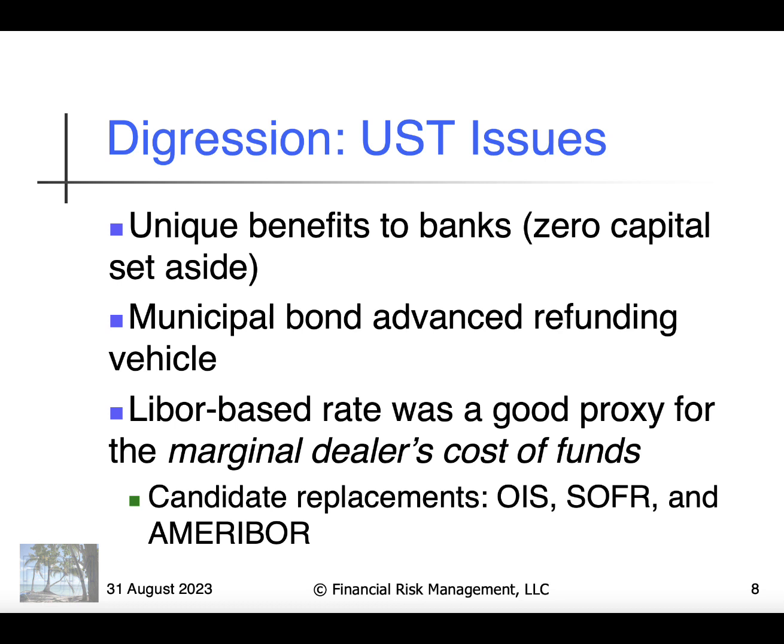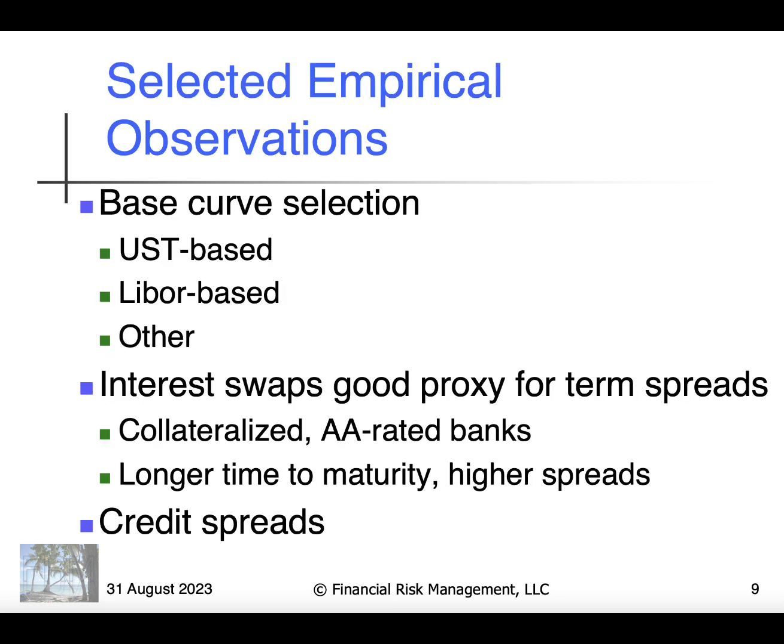Most likely the secured overnight financing rate will take its place, but there are other possible candidate replacements. And one thing I've learned about financial markets is you're just never quite sure how they're going to develop. So we're going to look at selected empirical observations just to increase our familiarity with the corporate bond market primarily. But first we'll look at U.S. Treasuries versus LIBOR in history.